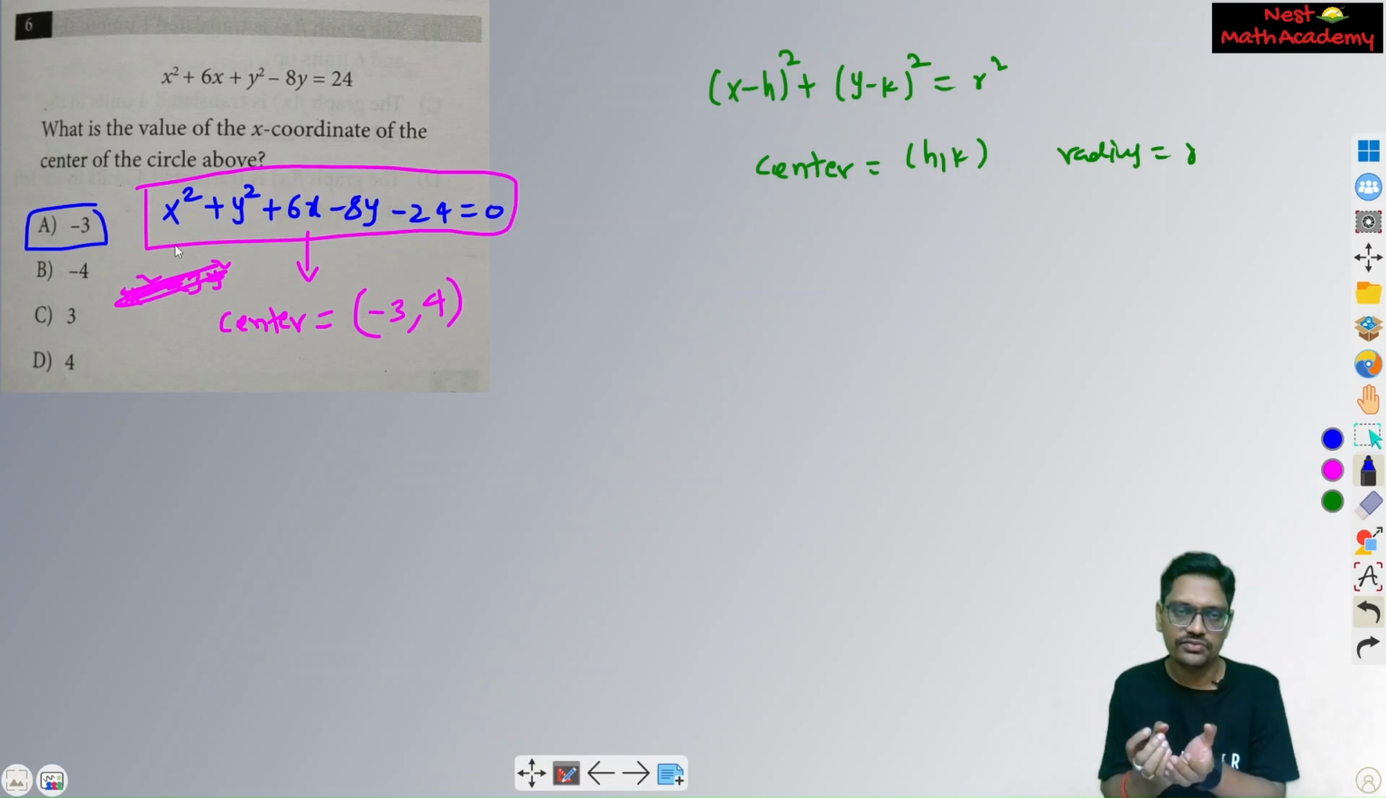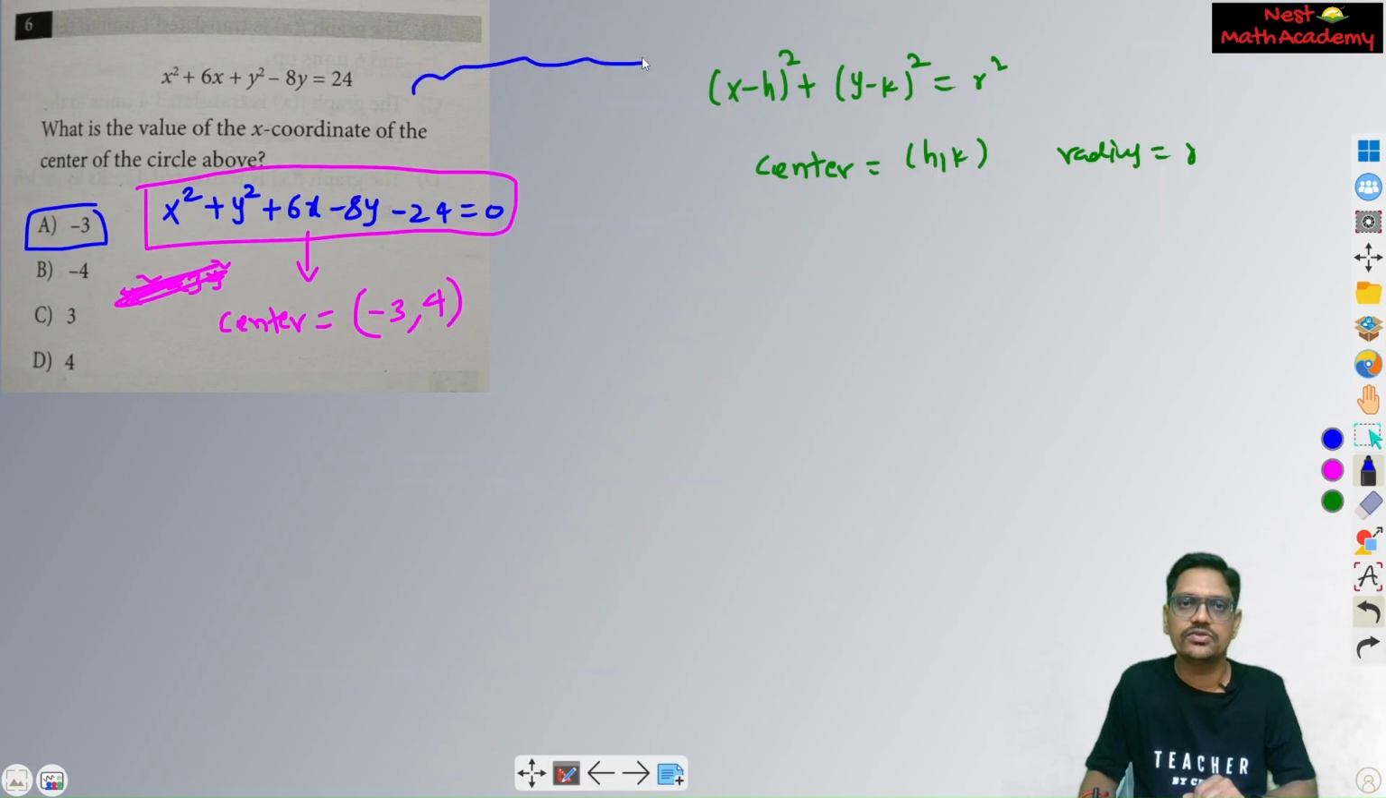Once the circle is in this format, all you have to look at is half of the x coefficient with opposite sign, half of the y coefficient with opposite sign. This is the direct method, a shortcut kind of thing. Whereas in the regular, standard method, the given equation must be in this form to compare and identify the center, but it is not in that form. So we can rearrange it in that form.